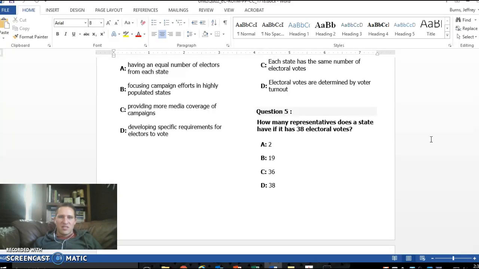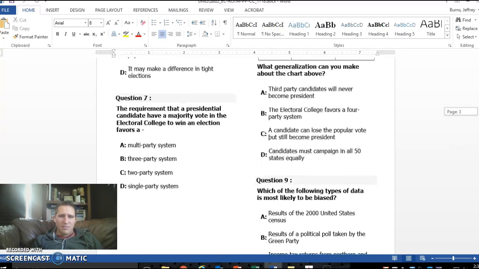So in this case, 2 is always the number of senators. 2 plus x equals 38. Subtract 2 on each side, x equals 36. The answer is C. This could be asked the opposite way: if a state has 38 representatives, how many electoral votes does it have? That would be 2 plus 38 equals x. 2 plus 38 is 40. Okay, you might see that on your test. Who knows? All right, let's go down to number 9.